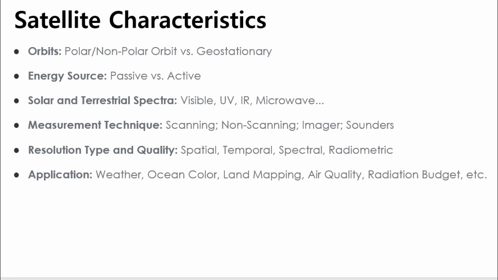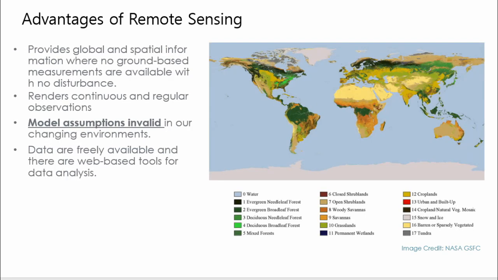And each sensor has a different type of application. You can use it for the weather, ocean, land, or even water quality and so on. So there are a variety of different sensors. Then what would be the advantages of remote sensing?